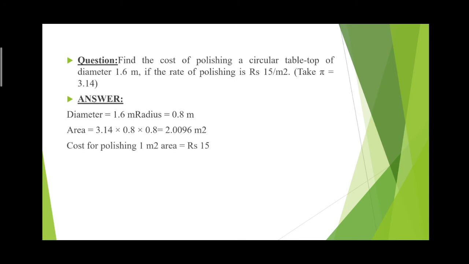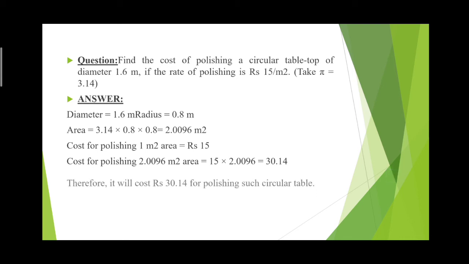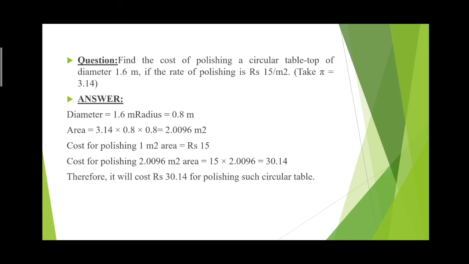So the cost of polishing 1 meter square area is equal to 15 rupees. So therefore, the cost of polishing 2.0096 meter square area is equal to 15 into 2.0096, is equal to 30.14. Therefore, it will cost Rs 30.14 for polishing such a circular table.